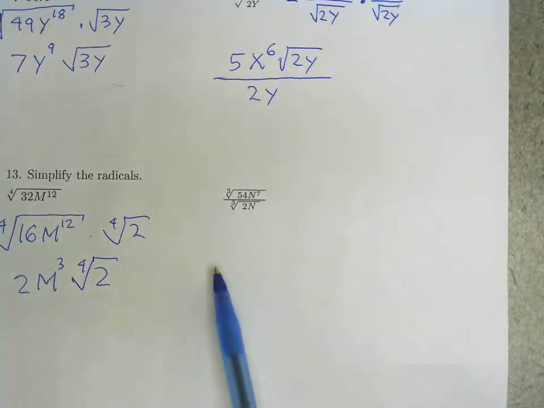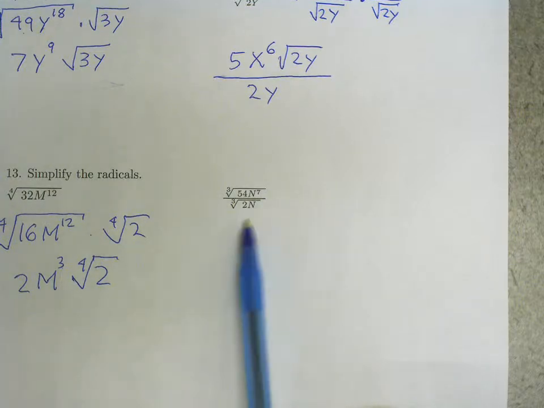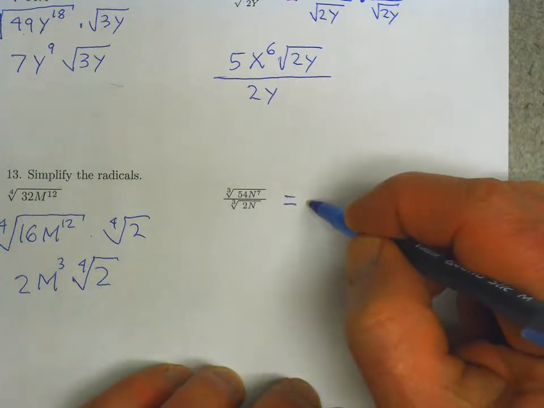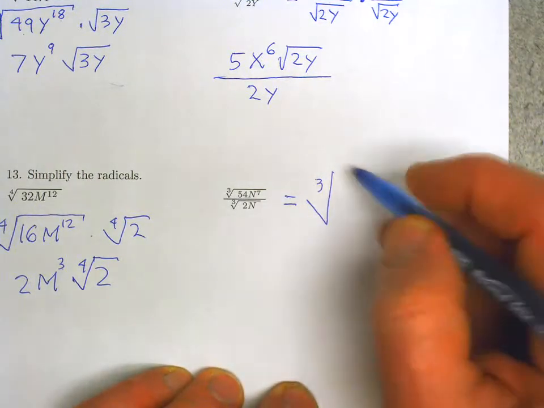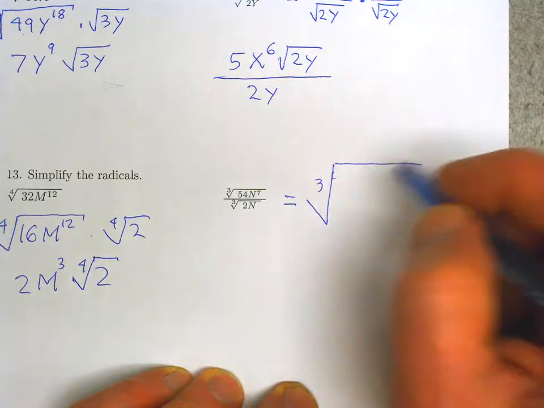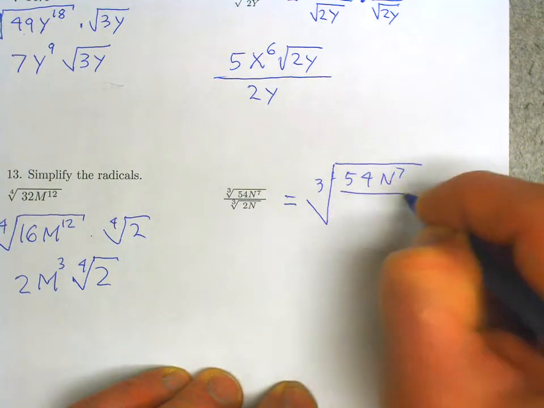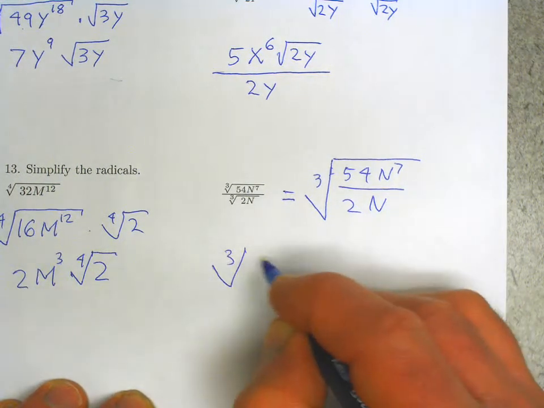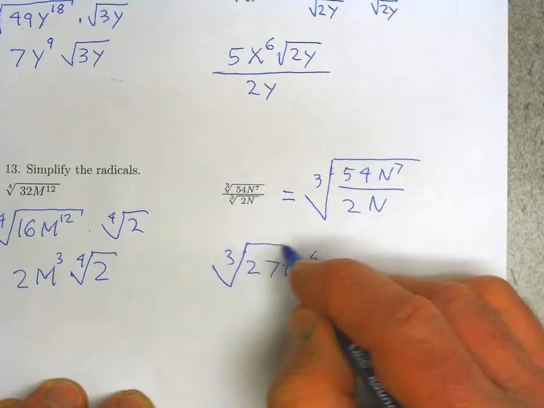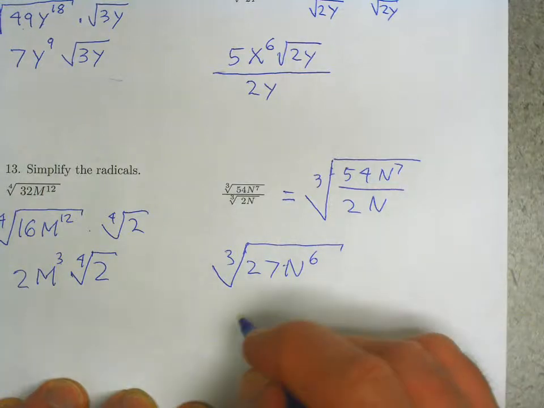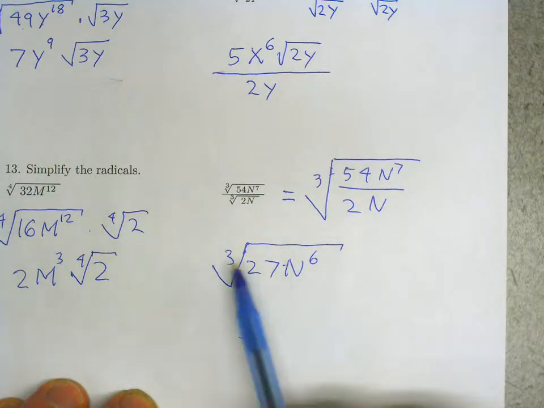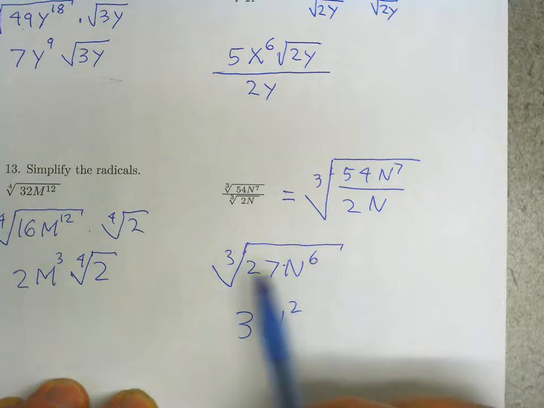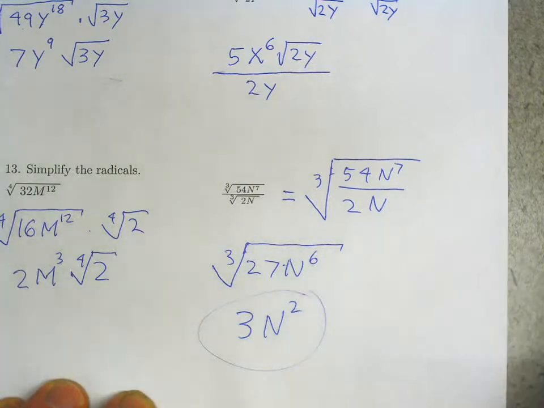Okay, and the next one, simplify the cube root of 54n to the 7th divided by the cube root of 2n. Well, we note that if we write this using the quotient property of radicals as a single cube root of 54n to the 7th over 2n, then the fraction simplifies, so we just get the cube root of 27n to the 6th. And the cube root of 27 is 3, because 3 to the third is 27. And the cube root of n to the 6th is n to the 2nd, because the exponent 6 divided by the index 3 is 2. So this simplifies to 3n to the 2nd.